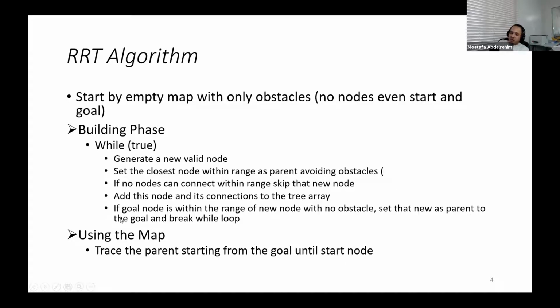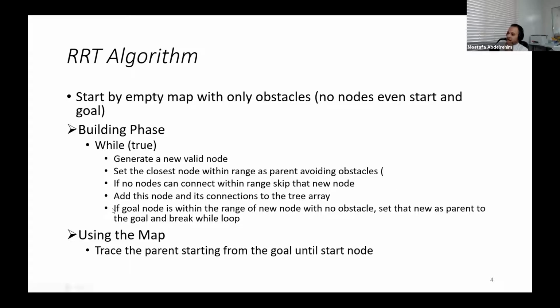Now another step that is different from PRM, since we now have the goal node known, is this: if this new node is close enough, or the goal node is within the range of this new node, then we connect the goal to this node and we set this new node as a parent to the goal, and we just finish the graph. Sorry, the while loop, or the building phase.